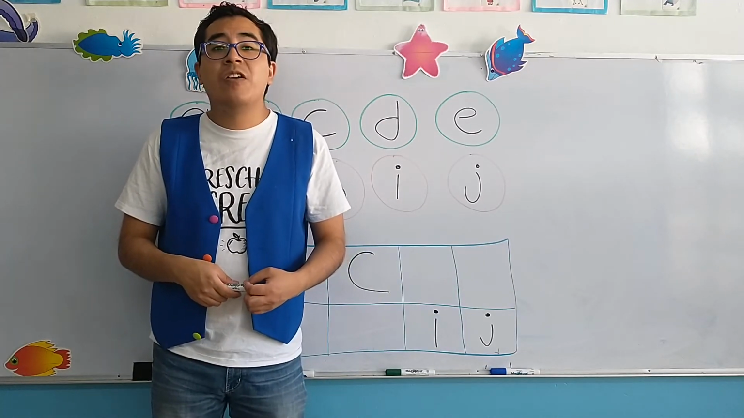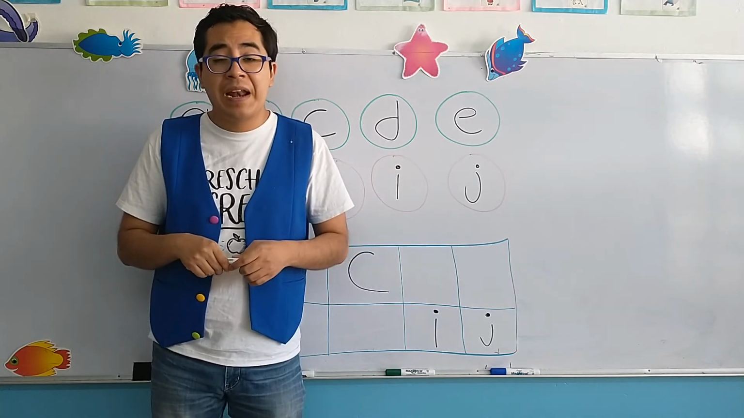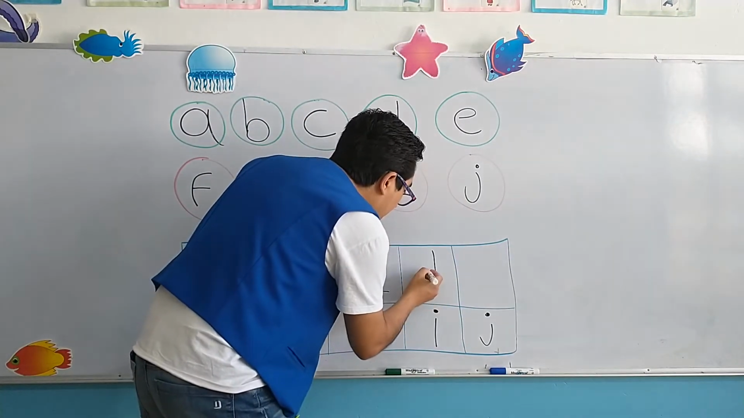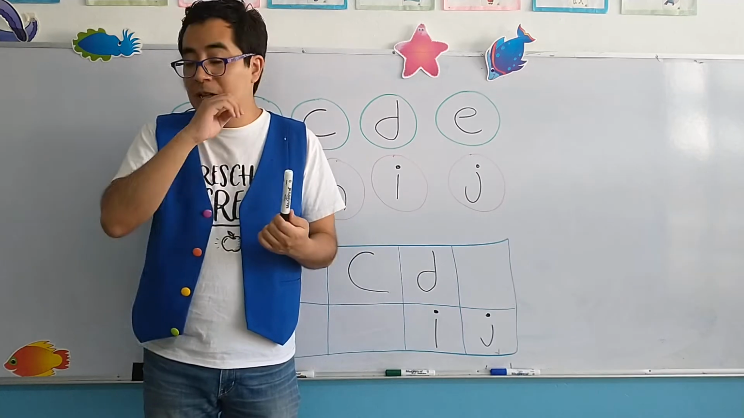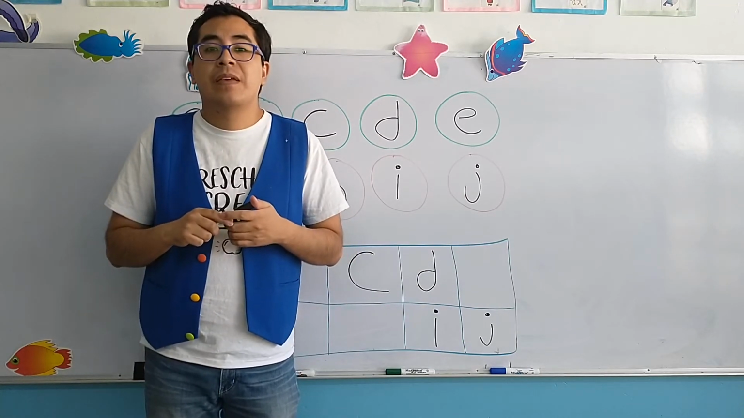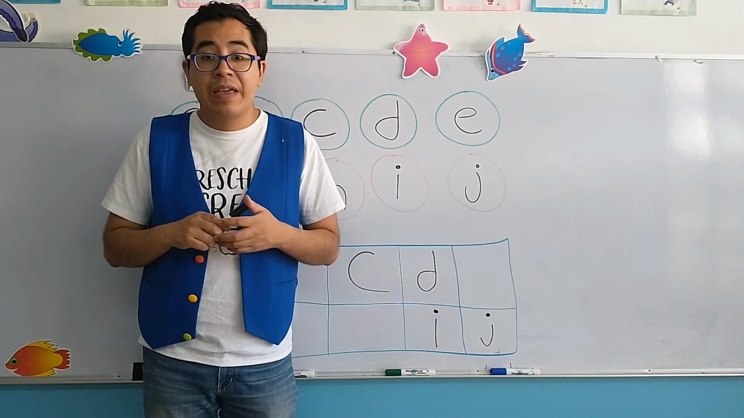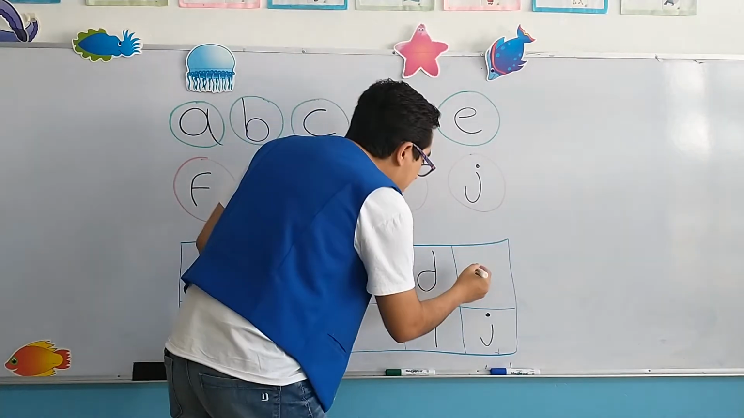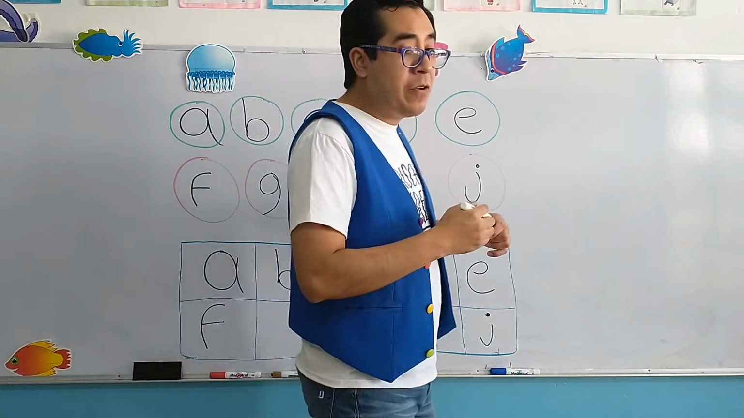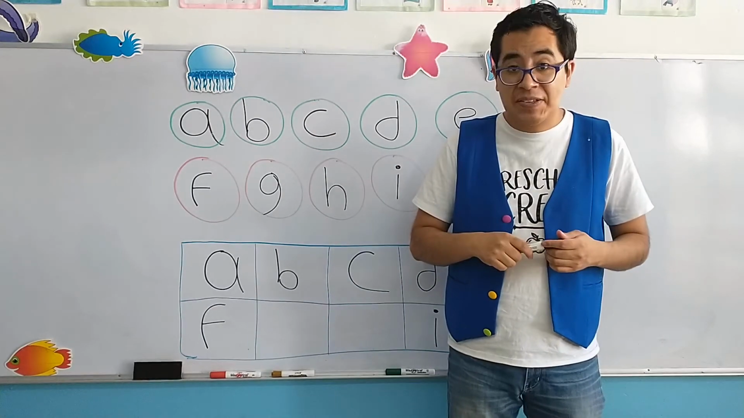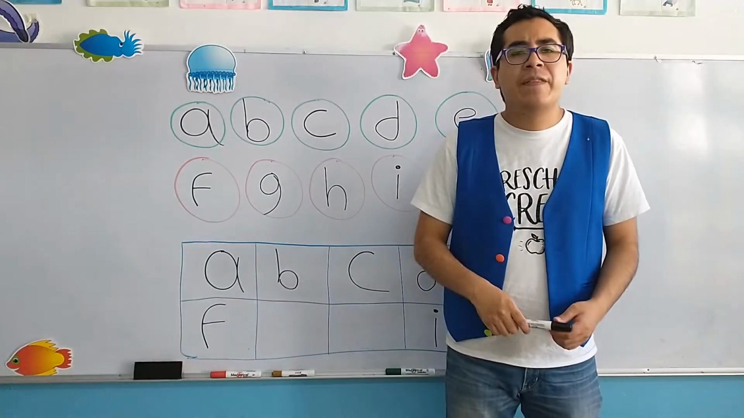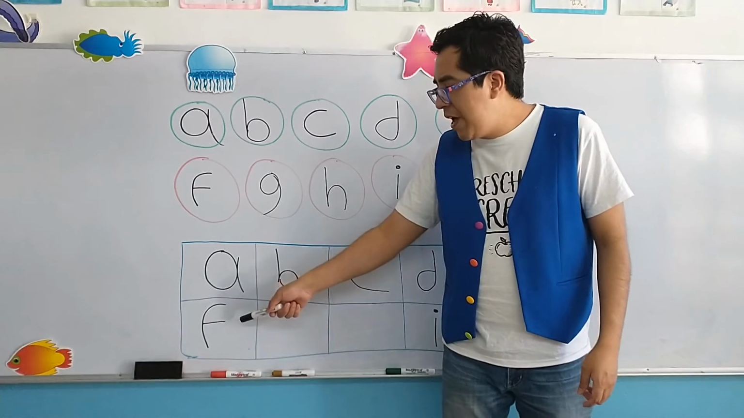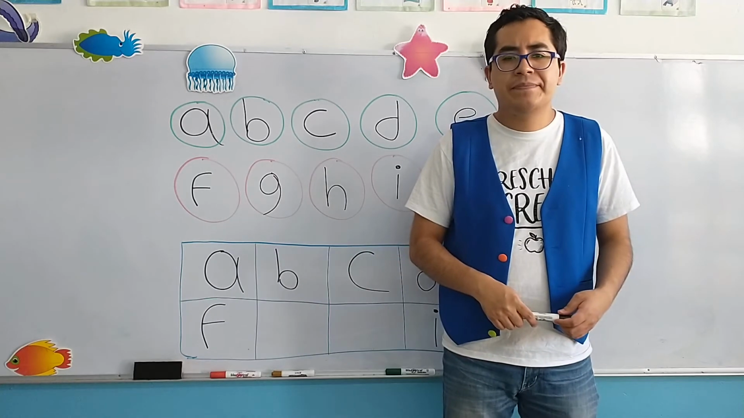Okay? Very good. After a small c, what's the next letter? Small d. The letter of Diego. The letter of Daniela. The letter of Daphne. After a small d, what's the next letter? The letter of Enrique. The letter of Ernesto. Small e. After a small e, let's see what's the next letter. Small f. The letter of Fernando. The letter of Frida.